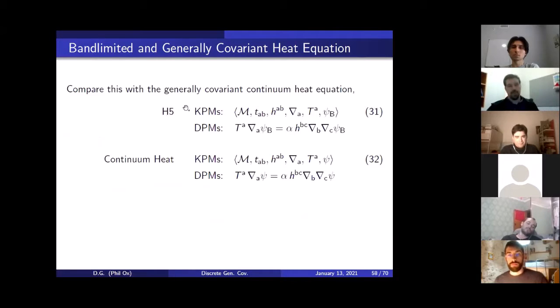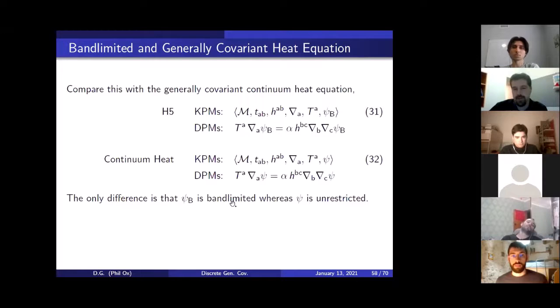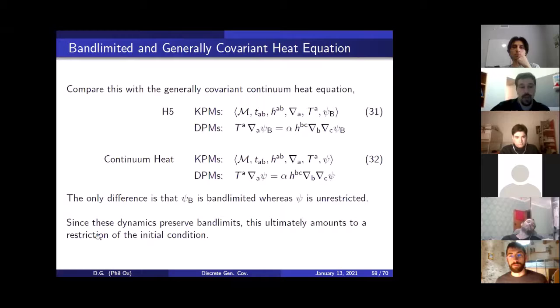Okay, so let's compare H5 written in this band-limited and generally covariant way with the continuum heat equation. I look closely at the two. What is the difference? The only difference here is that psi b is band-limited, whereas psi is unrestricted. So the only bit of structure that having a discrete theory has put on us is a restriction on the matter field. It hasn't introduced any new geometric objects in the background of our theory, just a restriction on the field in this case, right?